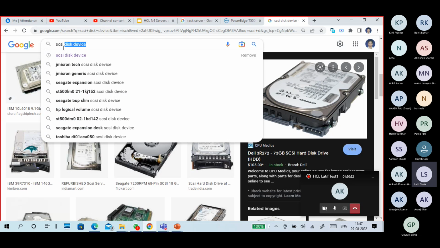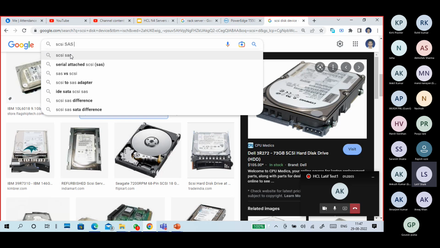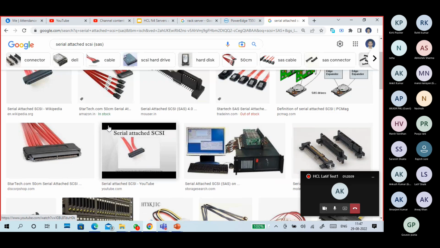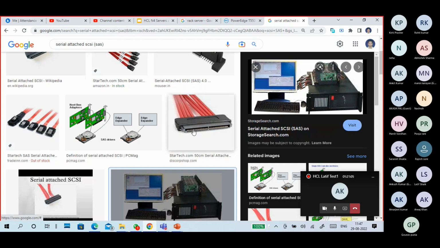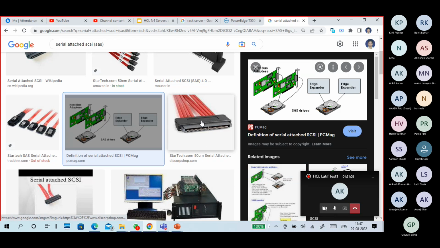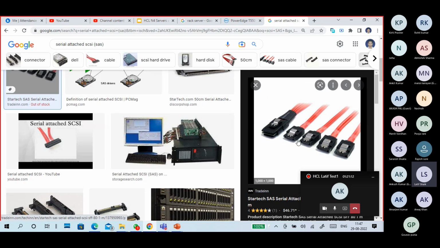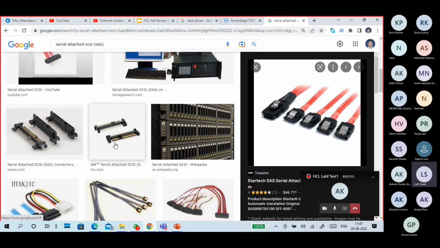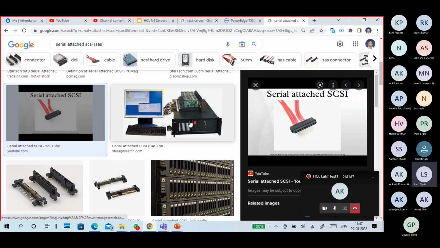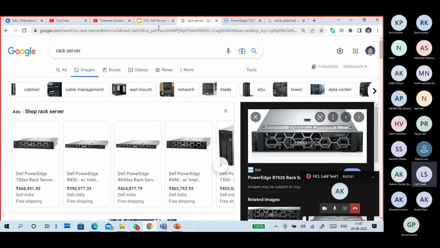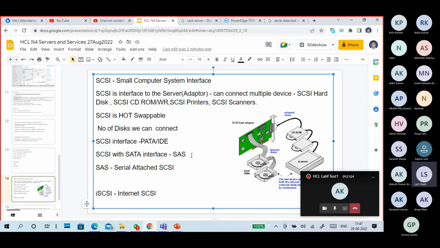Like this, the SAS interface. We'll try. Okay, see, it is the big one, not like our SATA type. This is regular SATA. This is regular SATA. This is SCSI SATA. Okay.